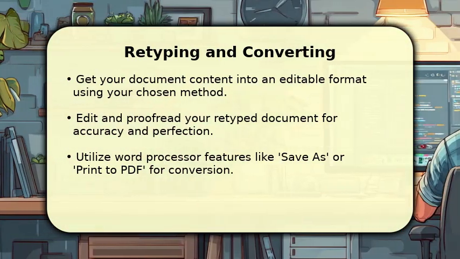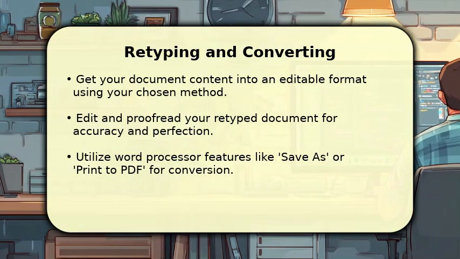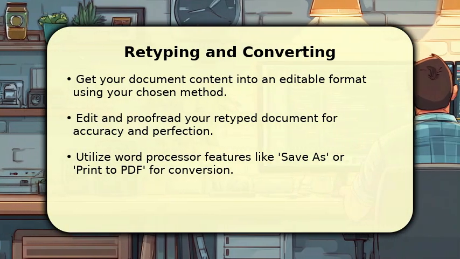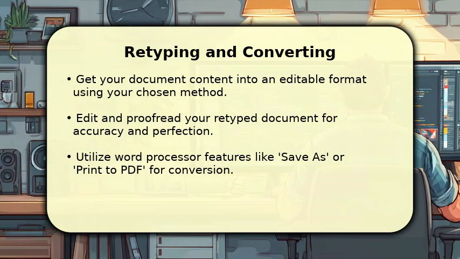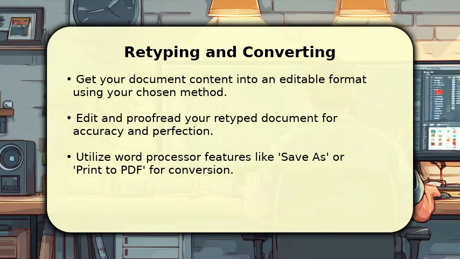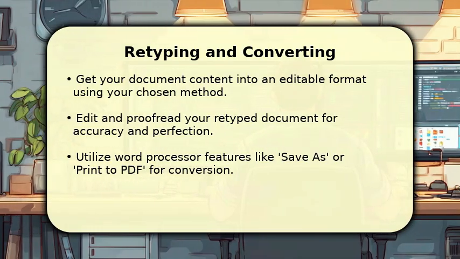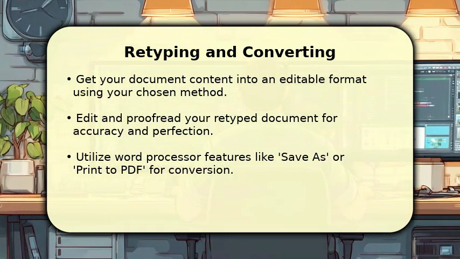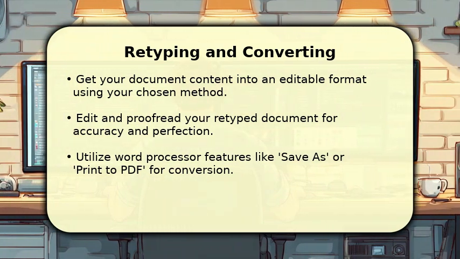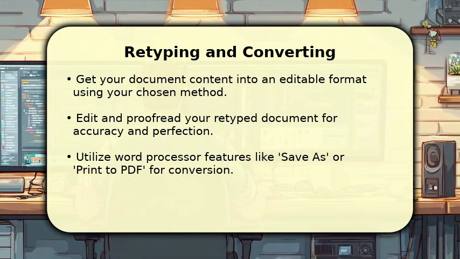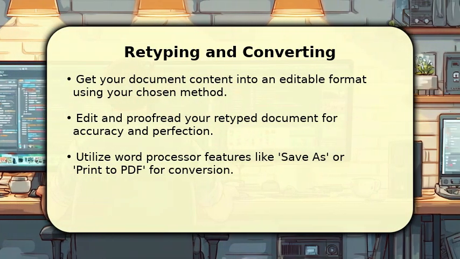Once you've chosen your retyping method, the next step is to get your content into an editable format. If typing manually, open a word processor and begin. For OCR, scan your document and let the software convert the text. After your document is retyped and edited to perfection, it's time to convert it to PDF. Most word processors offer a Save As or Print to PDF option.